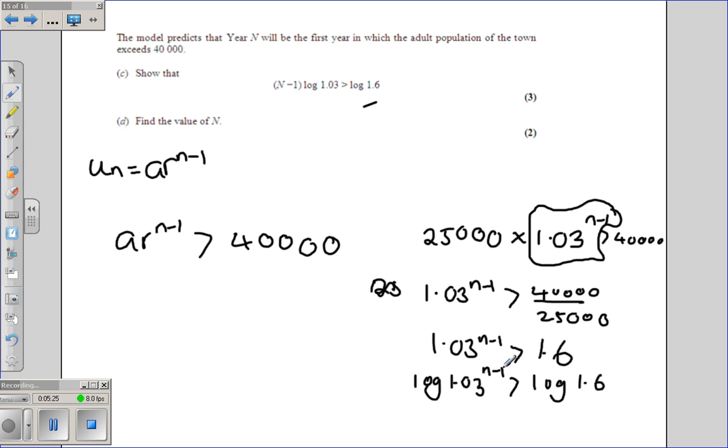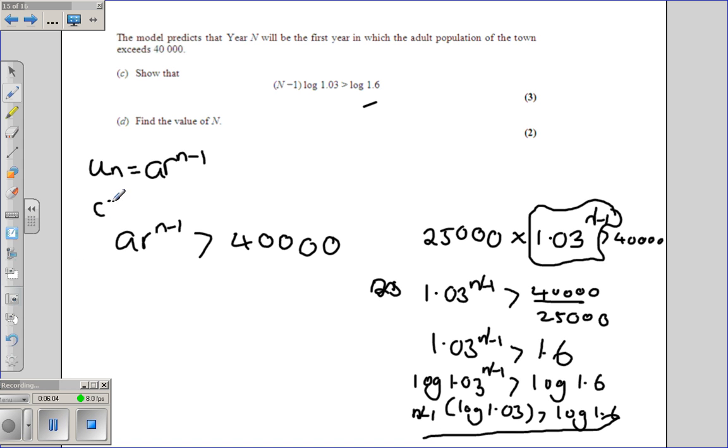And then bring this power to the front, which is what we want. So N minus 1, because they're using capital N's. Technically, I suppose we should always have capital N's just for this question here, just in case they're picky. There we go, easily fixed. N minus 1, lots of log 1.03 is greater than log 1.6, and that's exactly what they've got there. So that's 3 marks for getting to that point.